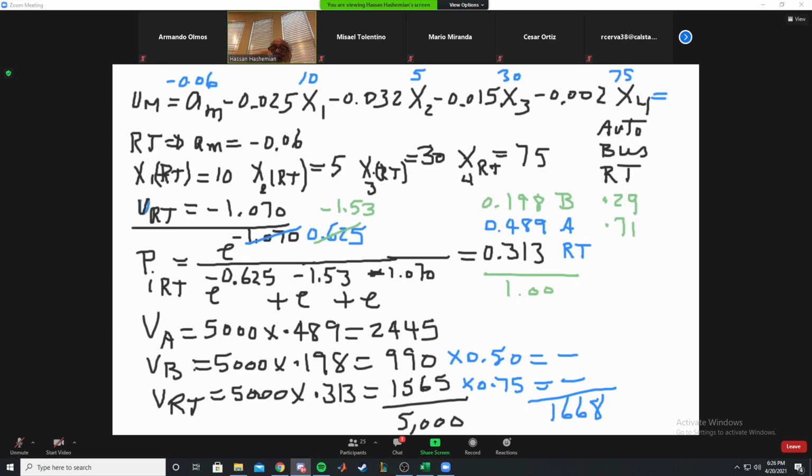Okay, any question on this logit model? So we did it with 2 modes of transportation. We did it with 3 modes of transportation. If you have more modes of transportation, you do it the same way.